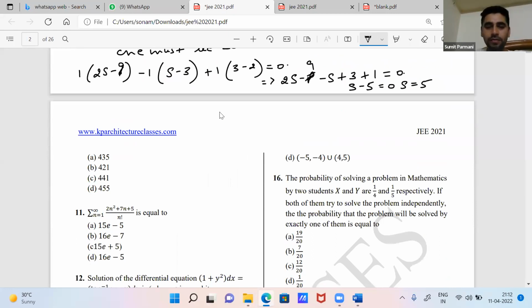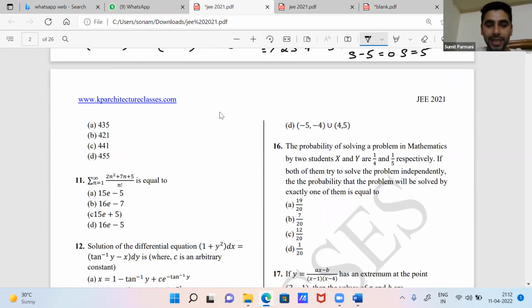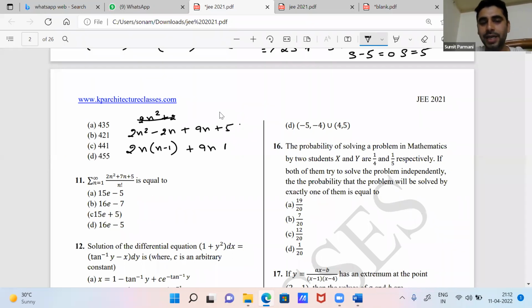Okay, 11th one. For the 11th one, what we can do, break this expression. Write it as 2n square minus 2n plus 9n plus 5. Why minus 2n? I'll give you the reason. In the numerator, we can take 2n common from here. We have n minus 1. Leave it as 9 and leave it as 5.